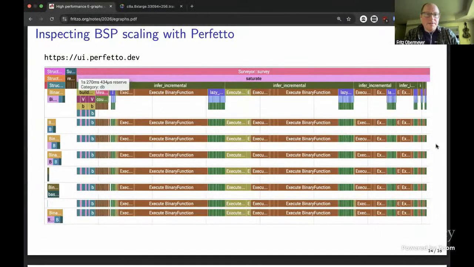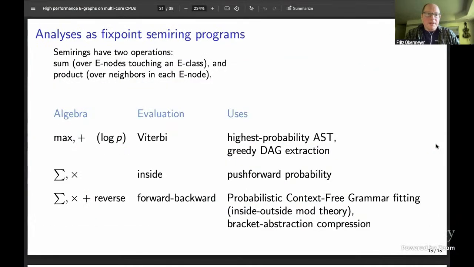Whoops. Let's see. Do I have enough time? Should I stop here and just discuss, or do you want me to talk about analyses at all? I would be interested in hearing about analyses. Maybe we can leave 1 or 2 minutes for questions at the end, and we can always defer things to Zulip. But I'm interested in hearing about analyses.